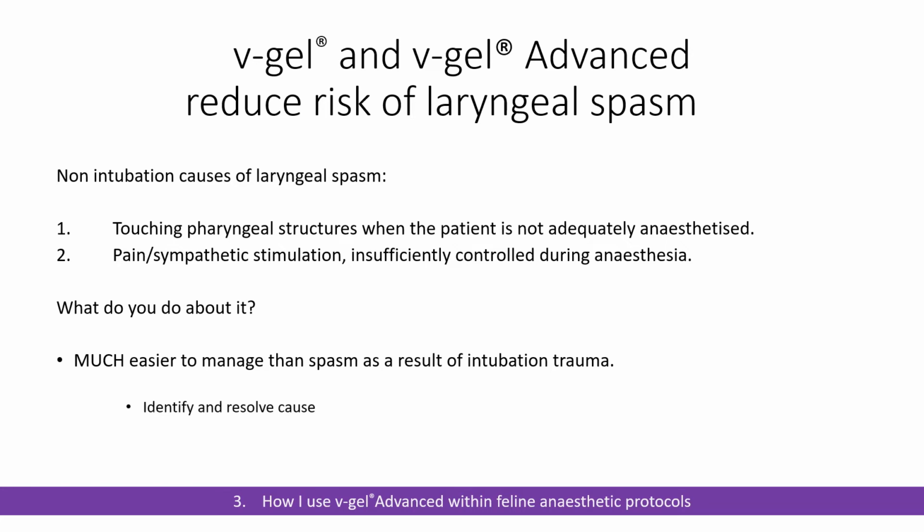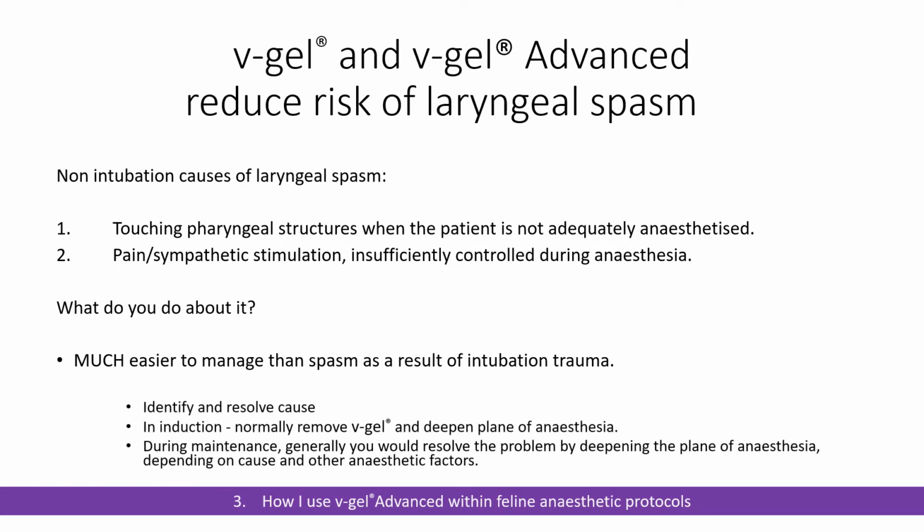Well, you resolve the causes. So if the cause is a V-gel going into the upper airway, or around the pharynx, I should say, at an insufficiently deep plane of anaesthesia, you remove the V-gel, give a couple of breaths of oxygen through a face mask, and you deepen the plane of anaesthesia, generally with an intravenous agent. If that laryngeal spasm is happening during the maintenance phase of anaesthesia, in the vast majority of cases, that's going to be because you're doing something painful under the anaesthetic and the anaesthesia is not deep enough, and you would deepen the plane of anaesthesia and you would see that spasm resolving in a very short period of time, normally within about a 5 to 10 second period.